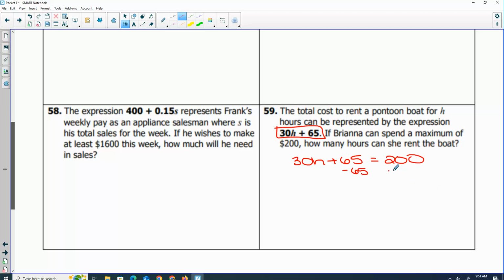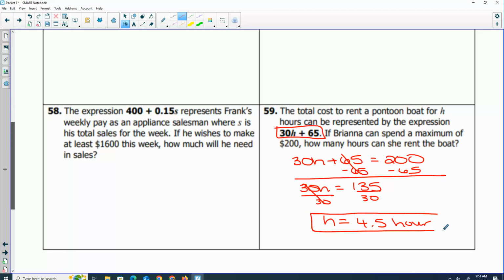So now if I want to solve that, we subtract the 65. Divide by 30. And what's 135 divided by 30? So she can rent the boat for 4.5 hours.